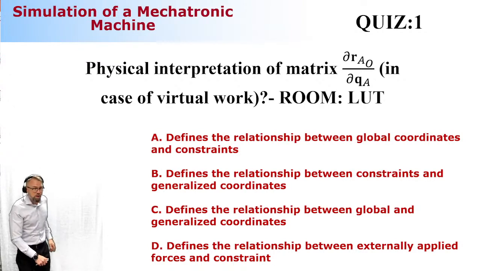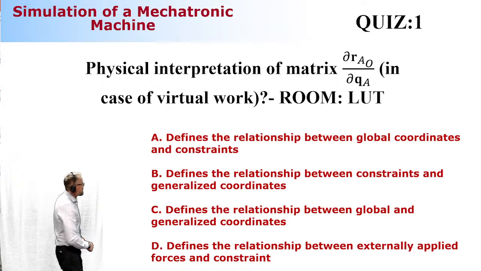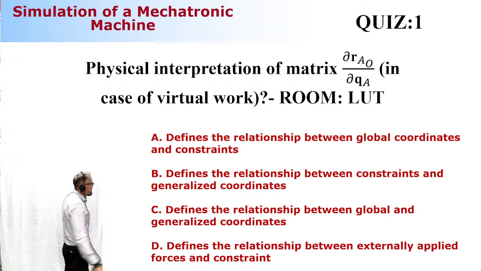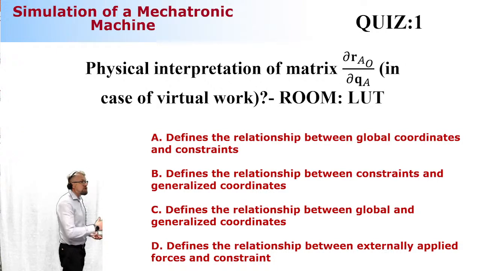Oh my God, what a big surprise. So the first in-class quiz is the physical interpretation of the matrix partial R, partial Q. In case of virtual work, it defines the relationship between the global coordinates and constraints. Constraints. Defines the relationship between the constraints and generalized coordinates. Defines the relationship between the global and generalized coordinates.